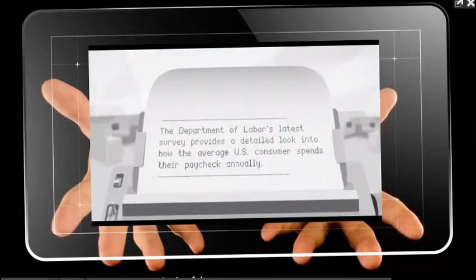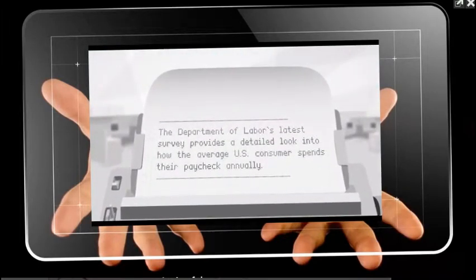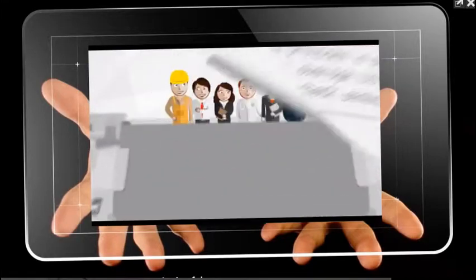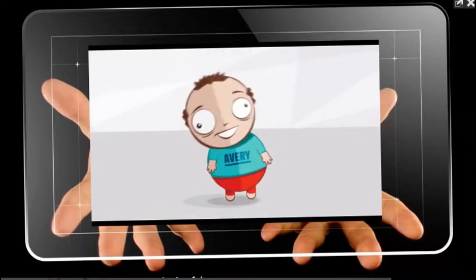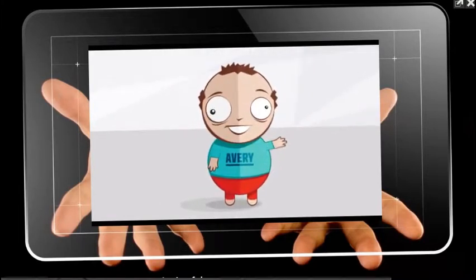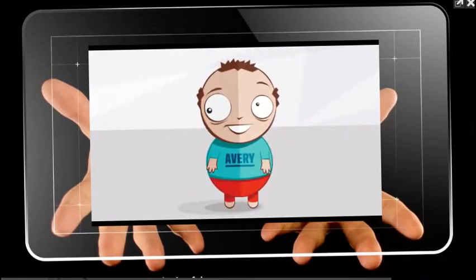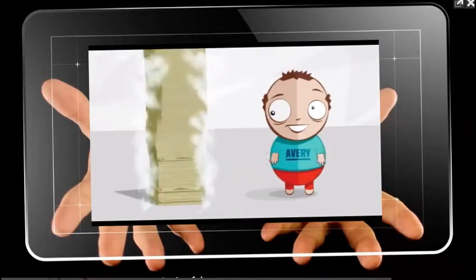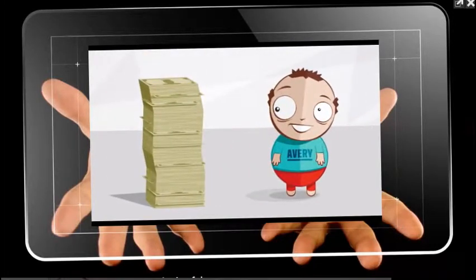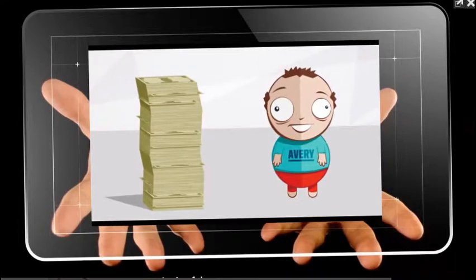The Department of Labor provides a detailed look at how U.S. consumers spend their income. Who is the average American consumer? Well, they look a lot like Avery. He's 49 years old, creeping up on 50. Owns his home and brings in a little over $40,000 a year. Where does Avery spend the money he works so hard for? Take a look.